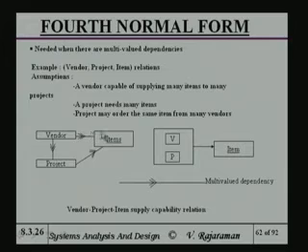So multi-value dependency: if I take for instance vendor and project as a composite key, item is dependent on that.